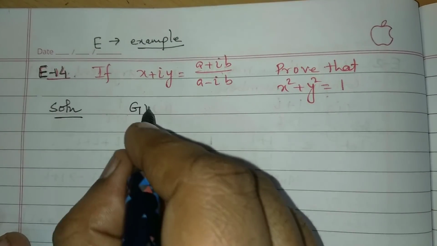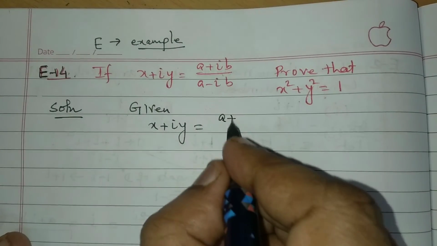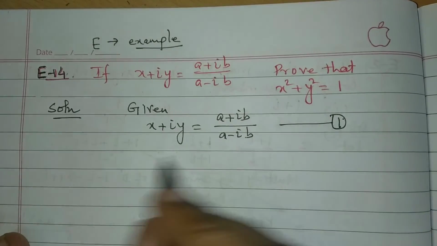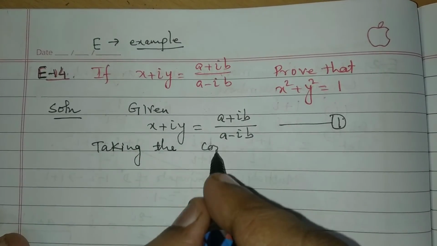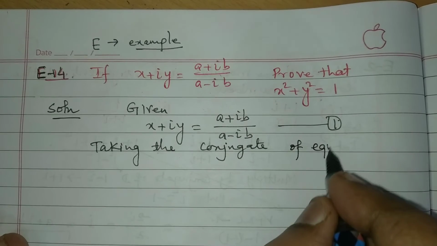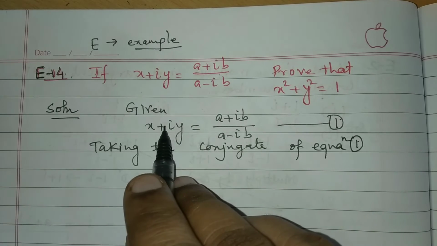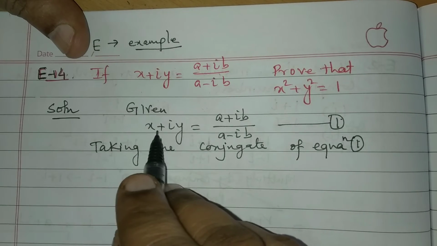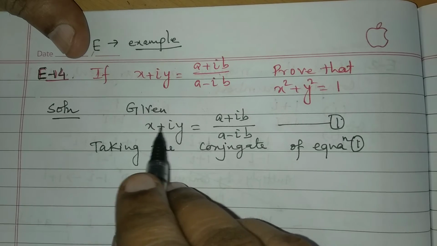Given x plus iy is equal to a plus ib divided by a minus ib, this is equation 1. Now taking the conjugate of equation 1. Conjugate of equation 1 means we have to change the opposite sign of each complex number given here. So here, what is the sign of each complex number? The sign between the real part and imaginary part. Then we will get the conjugate.